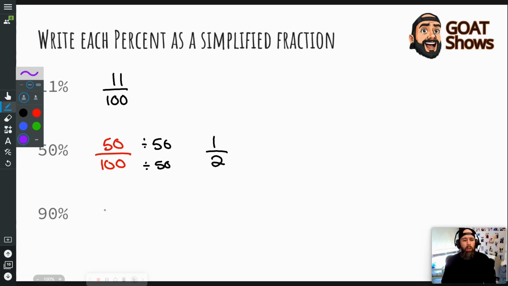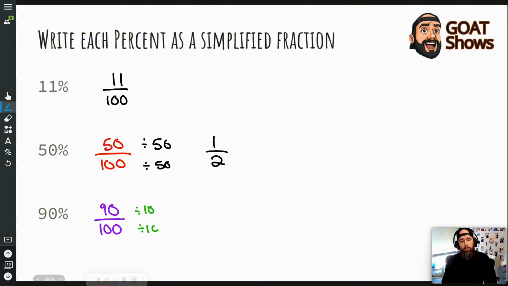How about 90%? Well, that's going to be 90 out of 100. Those are both multiples of 10, so let's divide them both by 10. Divide by 10, divide by 10. 90 divided by 10 is 9, and 100 divided by 10 is 10, and we end up with 9/10.